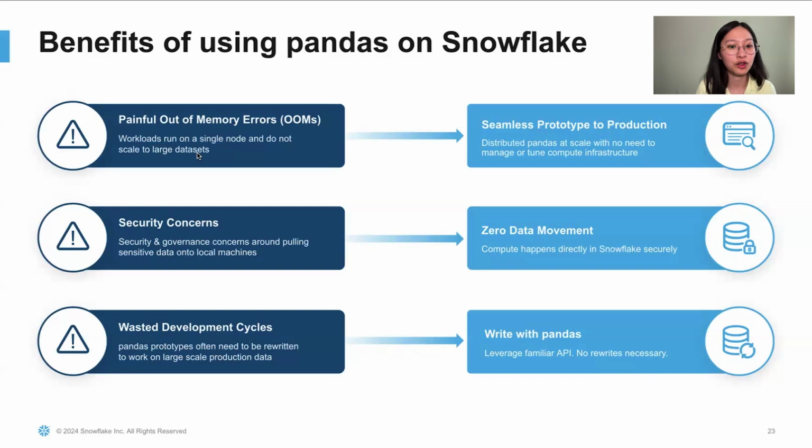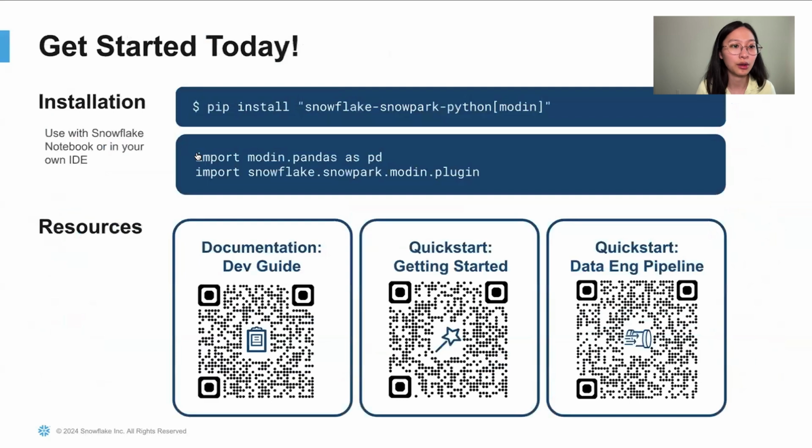Second, there are no more out of memory issues that you'll run into or security concerns from pulling data out of Snowflake, because you can now work with your data using Pandas code at scale. Developers can leverage their familiar Pandas API, which then frees them up to optimize for business outcomes and putting more pipelines in production.